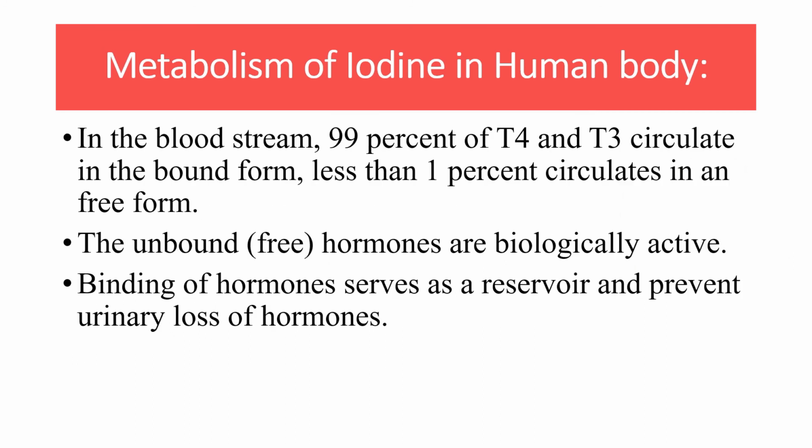In the bloodstream, 99% of thyroid hormones, primarily T3 and T4, circulate in the bound form, and less than 1% circulates in a free form. This free or unbound form is the biologically active form. However, the binding of hormones serves as a reservoir in case of any deficiency in future and also prevents urinary loss of thyroid hormones.